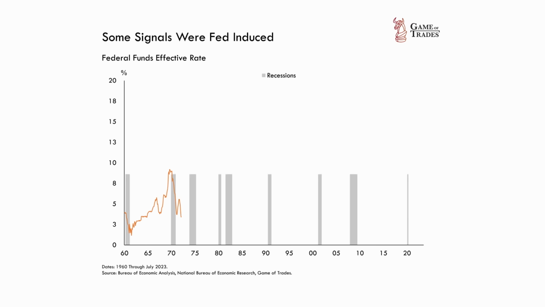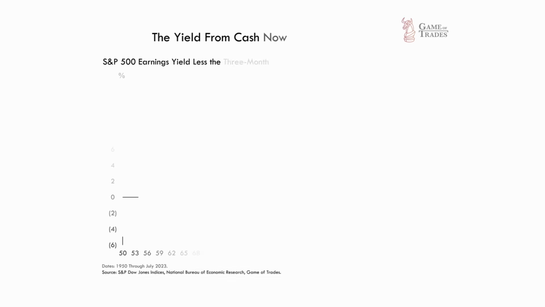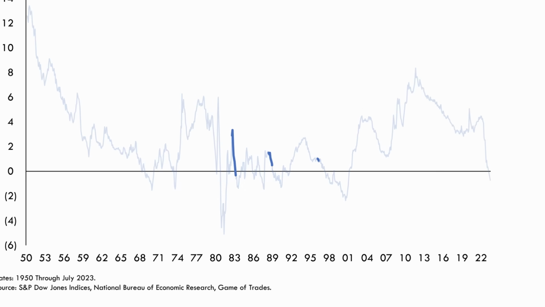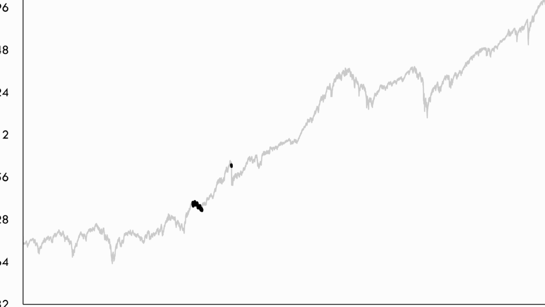Now, the other 3 signals, 1983, 1987, and 1998, are quite different to today because the Fed was not raising rates here. In these episodes, the earnings yield went negative relative to the yield of cash, not because the Fed was raising rates, but because the S&P 500 was just rising too much too quickly. And we can see in these episodes, 1983, 1987, and 1998, the drawdowns in the stock market were often a lot more muted or a lot shorter in length than the other 5 episodes that we took a look at.